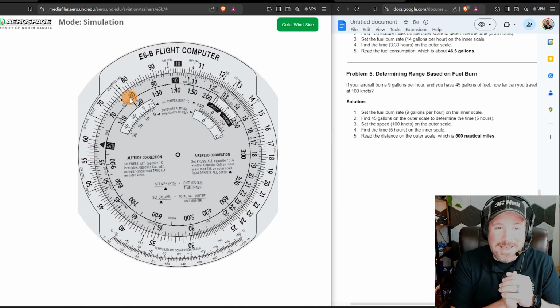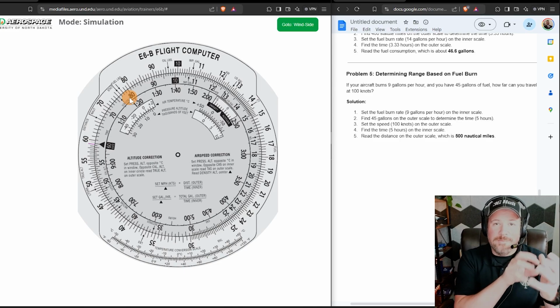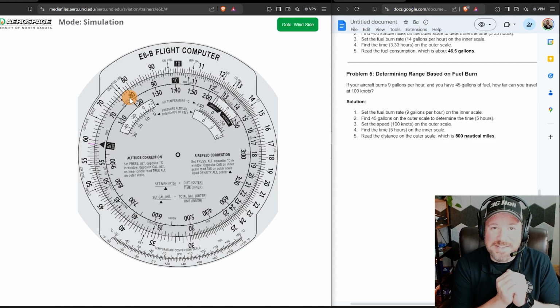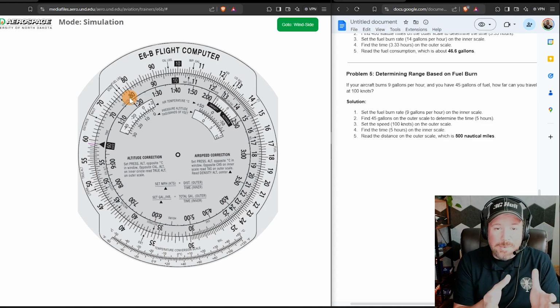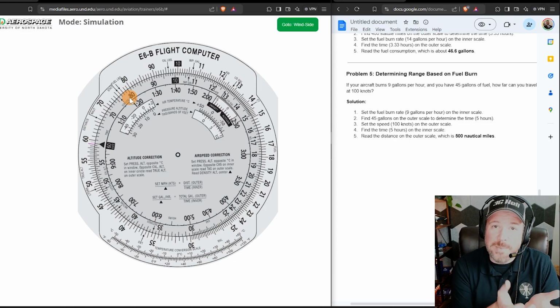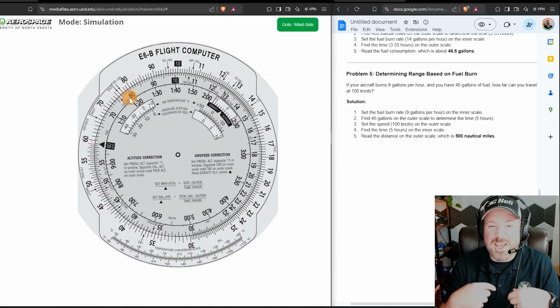So the FAA loves to make sure that you fully understand how to use the E6B flight computer. What I would advise is spend some time with the E6B flight computer performing your own functions to help solidify this understanding.